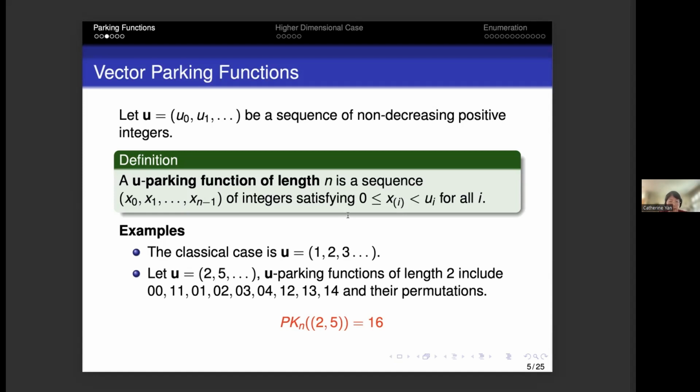The classical case corresponds to exactly U being 1, 2, 3, etc. I also give another example, say U is 2, 5, and whatever numbers follow, and the U parking functions of length 2 will include these 9 sequences which are monotone and their permutations. So there are 9 increasing U parking functions and 16 U parking functions in this case.